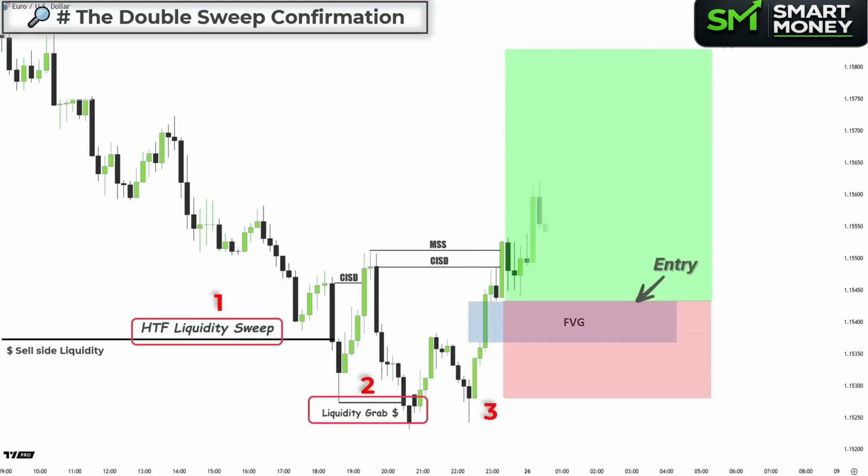So now, both layers of liquidity have been cleared. First, the external liquidity above or below a major higher time frame level, such as a session high or low. Second, the internal liquidity created by early traders on the lower time frame. This gives the setup much stronger confirmation. Once that confirmation appears, you can look for an entry from a fair value gap, order block, or another valid PD array inside the displacement leg. That is what turns a basic liquidity sweep into a much higher probability smart money setup.